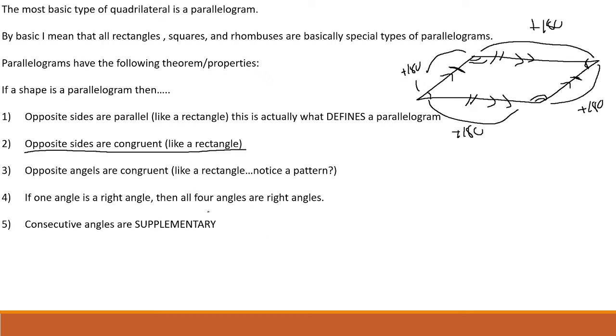Now, number 1 is actually what we say defines a parallelogram, and that is opposite sides being parallel, thus the name parallelogram. All the rest of these are properties that result from this fact. If you make the opposite sides of a quadrilateral parallel, then you get these 4 properties that follow it. That's why we call this one the defining characteristic of a parallelogram. Just a little tidbit of information there.